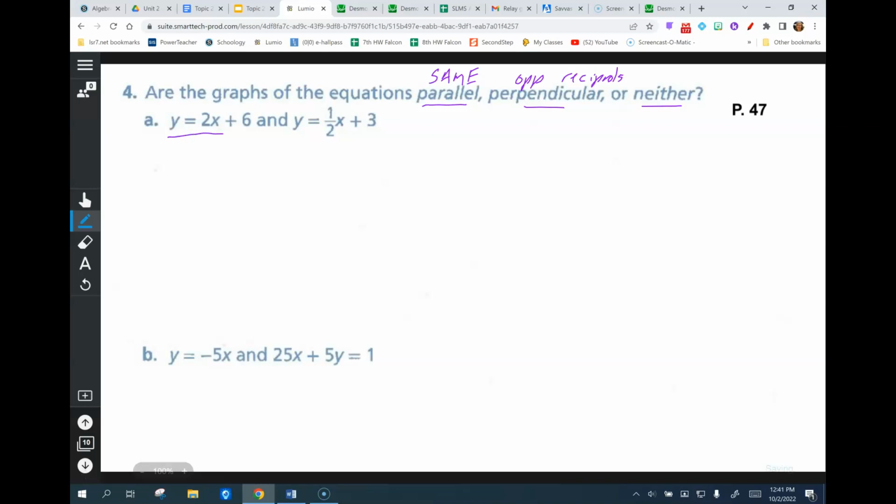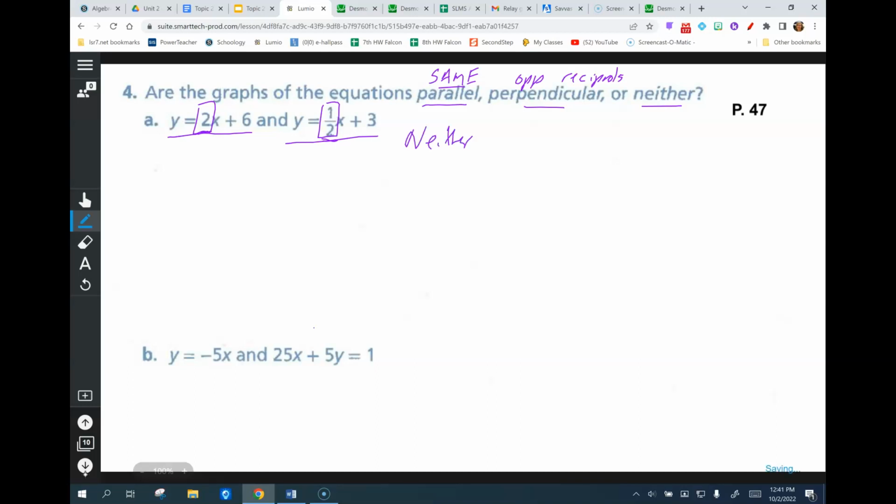Now on A, they were really nice. They already have it in slope-intercept form. And slope-intercept form is the easiest way because you can identify the slope right to begin with. Although point-slope would be easy too, but we don't usually write it that way. So we look at these two. I have a slope of 2. I have a slope of 1/2. Are they the same? Nope, so they're not parallel. Are they perpendicular? Are they opposite reciprocals? Well, they are reciprocals, but they're not opposites. So this one is neither.